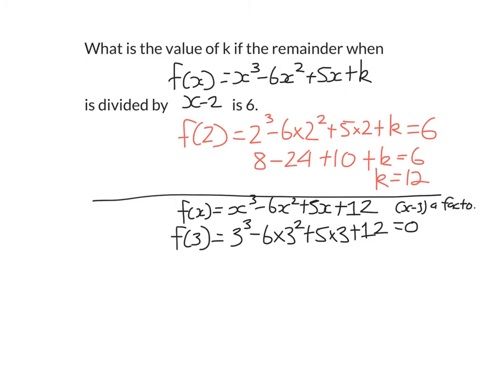Now, that means that I can write f(x) is equal to x minus 3 times some polynomial. As I said before, the factor and remainder theorems don't tell us what this polynomial is, what can be multiplied by x minus 3 to get f(x). To find this, I need to use polynomial long division, and that's what I'm going to do now.